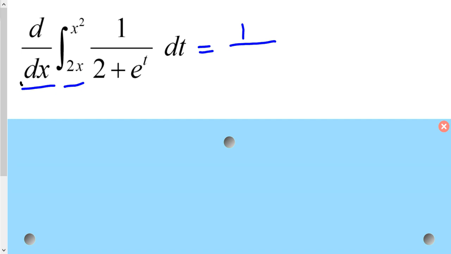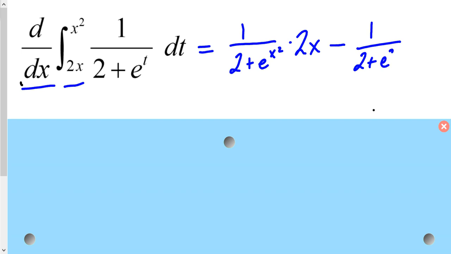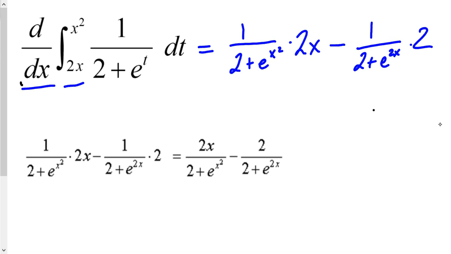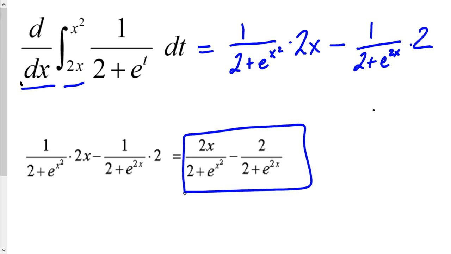Okay, so we're going to plug in our upper bound. We're going to think about what the derivative of that upper bound is. Then we're going to subtract because it's fundamental theorem. Plug in our lower bound. And the derivative of the lower bound is 2. Okay, so you could tidy that up if you want, but that's the scoop.